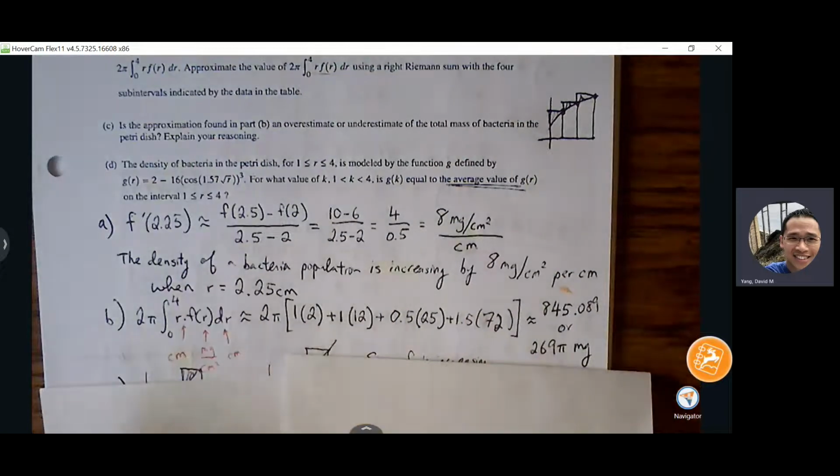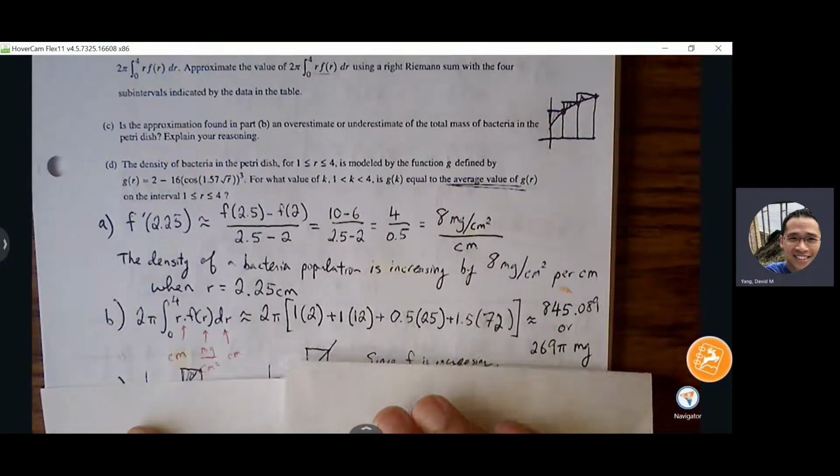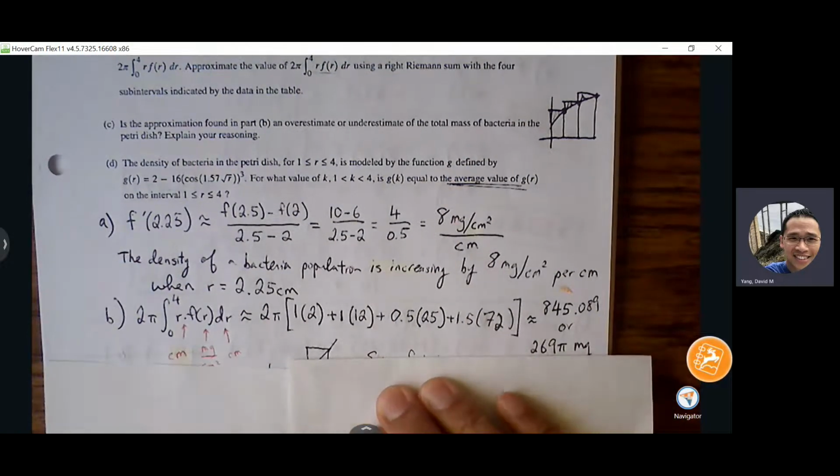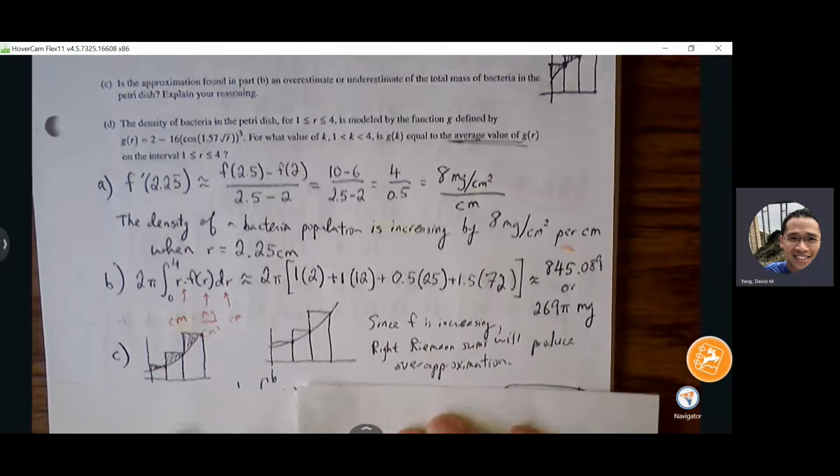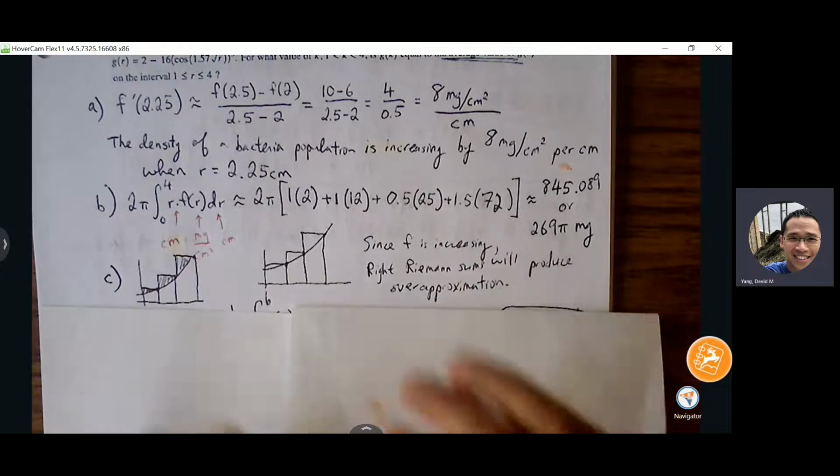I think I made a mistake on my key. My key says under approximation. I'll make that correction, but it should be an over approximation.